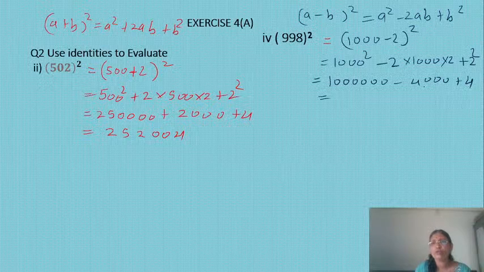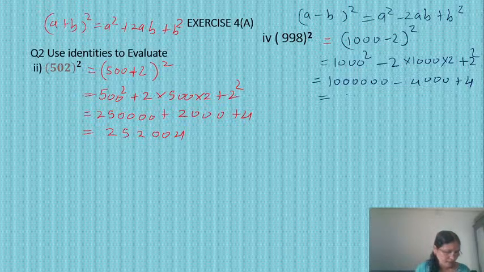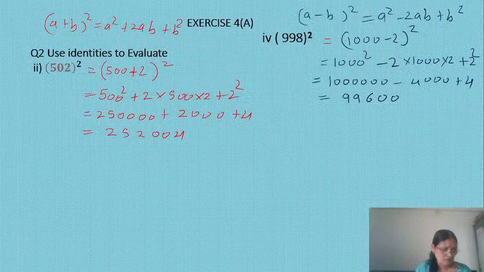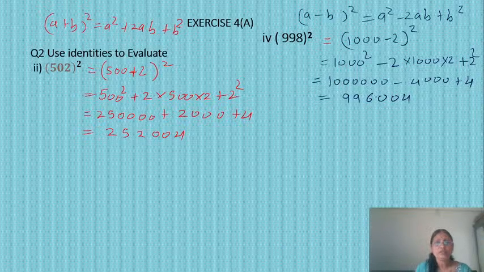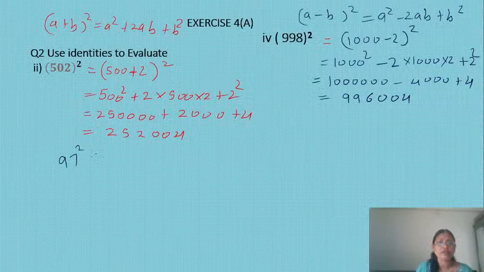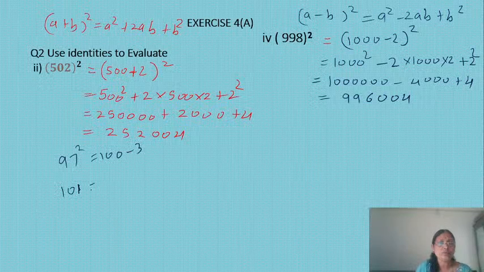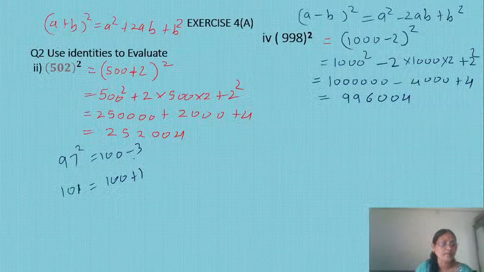So what you can do here is add the 1,000,004 and subtract 4000, and doing that you get 996004. Integers we have already learned. You can add this 1 million and 4 and then subtract 4000. Clear? Now try it: if it is 97 square, you will do 100 minus 3. Had it been 101 square, you will do 100 plus 1. Did you understand when to do plus and when to do minus?